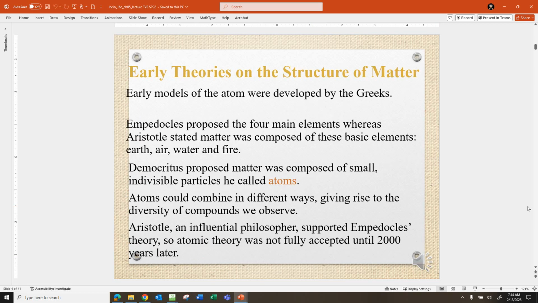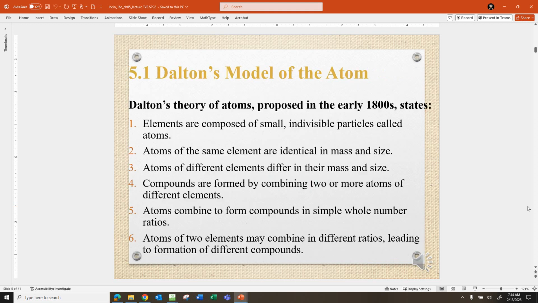Alright, early theories on structure of matter. We talked about these early models. I'm not going to be testing you on Aristotle or Democritus or Empedocles, if I pronounce that right. I pretty much am going to be starting with Dalton. But know that at some point there were philosophers that did speculate on what all matter is made of.